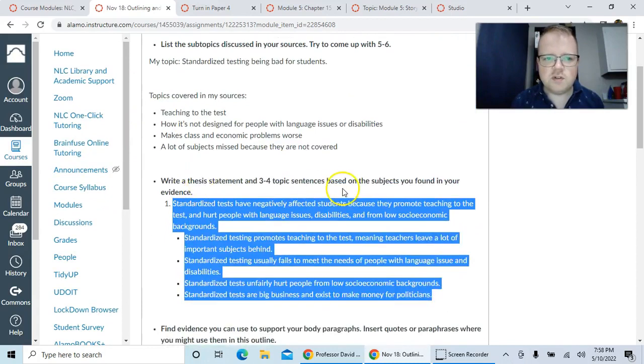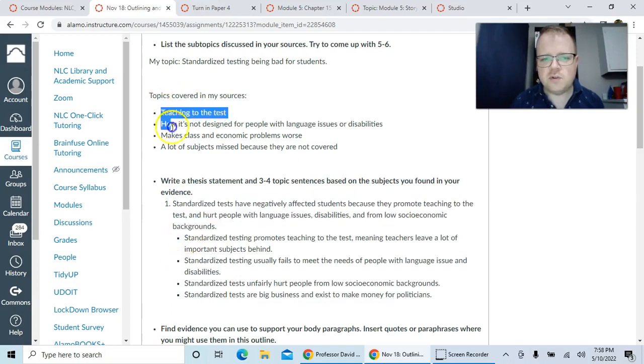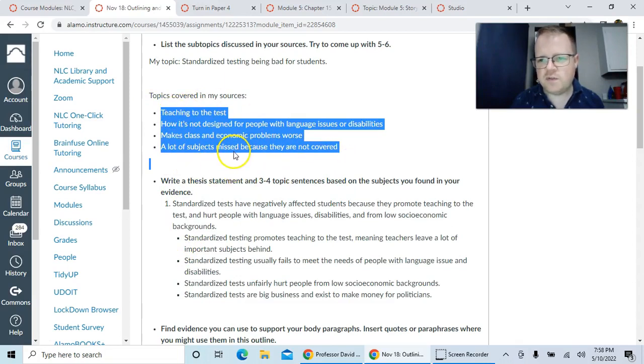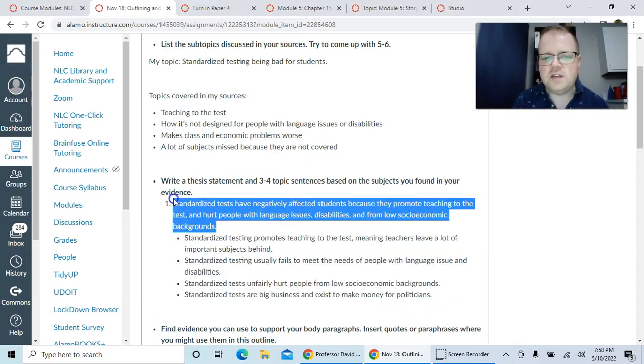Okay, so then after that, you're going to write your topic sentences the same way we did before. You're going to take your topic and turn that into a thesis statement like this, and then for each one of the topics that you found, at least 4 or 5 of them, turn each one of those into a topic sentence. For your thesis statement, that needs to state very clearly what your paper is arguing for and what your main ideas are in one sentence. So in this one, I said standardized tests have negatively affected students because they promote teaching to the test and hurt people with language issues, disabilities, and from low socioeconomic backgrounds. So that's what I'm arguing, and that's why I'm arguing it.